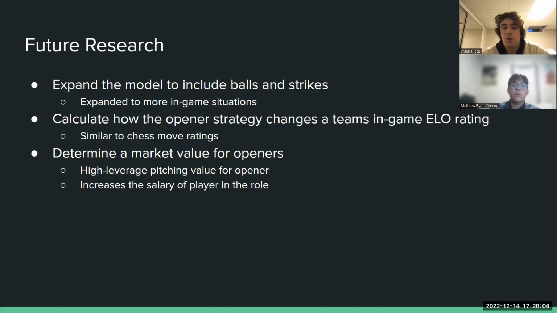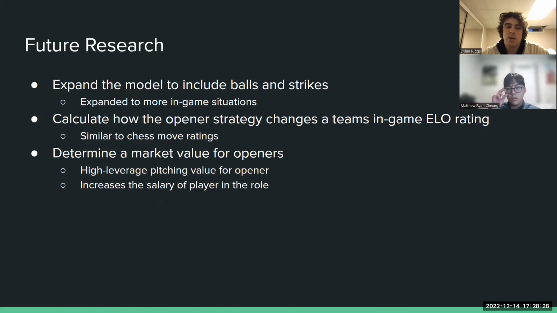The next thing that we would look at is how the opener strategy would change a team's in-game ELO rating, similar to chess, where you can see how the ELO rating changes after each move in a game. So you could look at how, when using an opener, if your ELO rating increases more while using that opener versus using a normal starting pitcher, and see how that changes things.